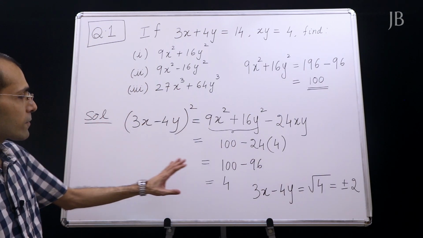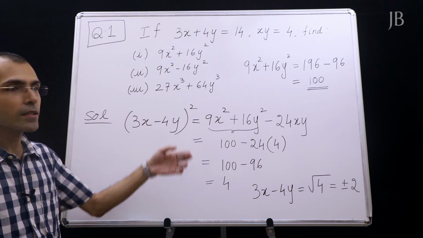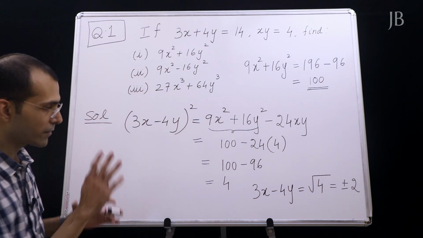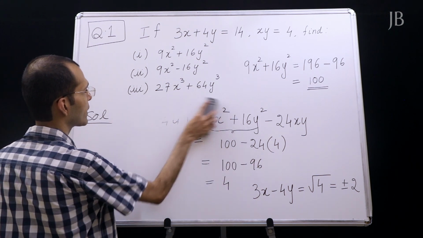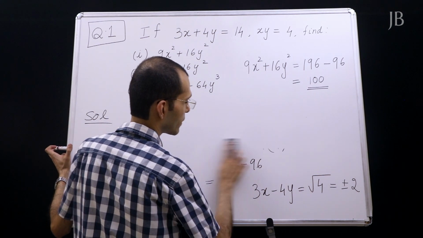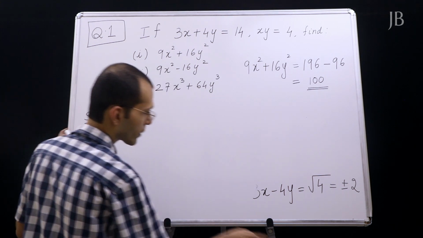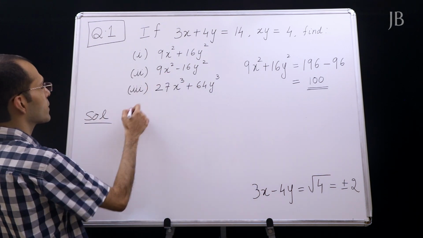So now 3x minus 4y has been found out, but our target was something different. It was 9x square minus 16y square. So let's find out that now. Do not double underline this answer as this is not required. So keep in mind 3x minus 4y. I will keep this for your reference here. Now let us come to this.